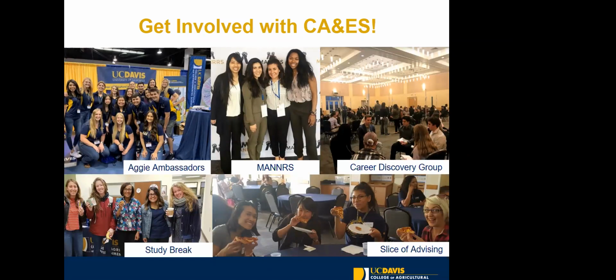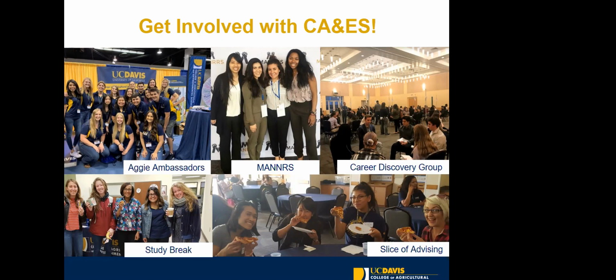Another opportunity is through Manners. Manners is a nationwide organization, and Manners stands for Multiculturalism in Agriculture, Natural Resources, and Related Sciences. Students can take part in promoting the diversity within the field of agriculture. Students have the opportunity to travel to conferences, work on public speaking skills, and this is also another opportunity for students to earn academic credit and can earn 1 unit per quarter.